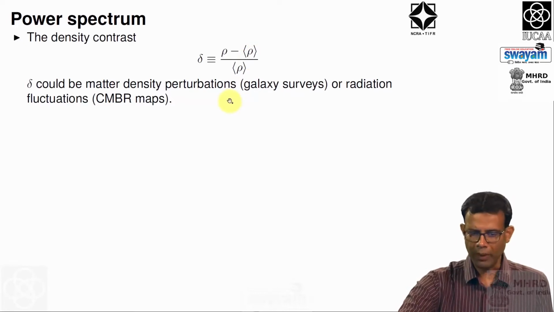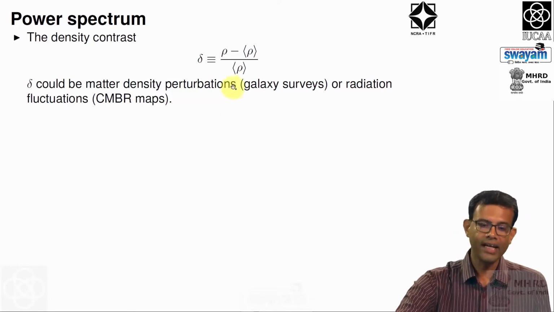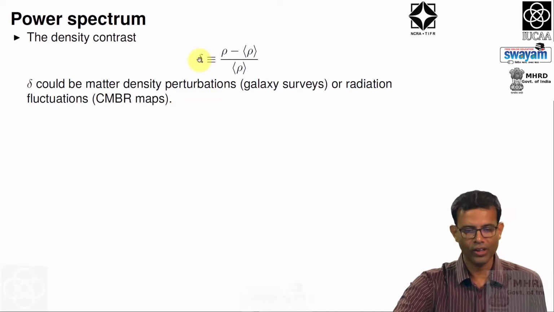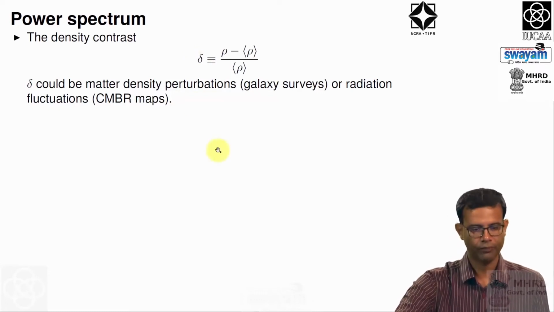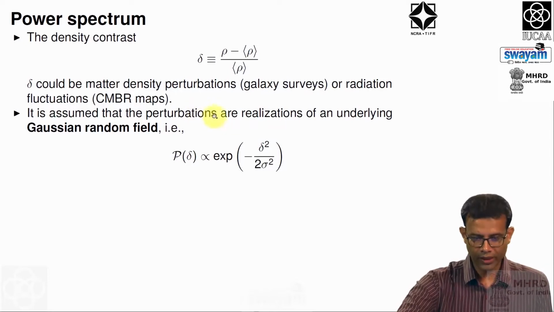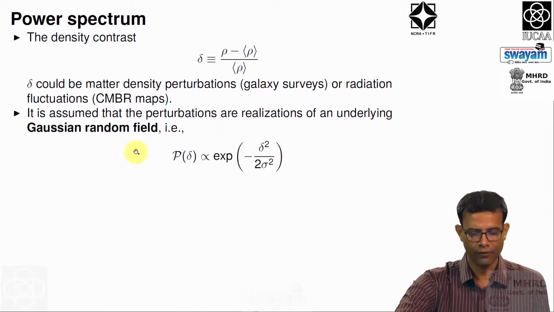Delta in principle could be matter density perturbations, which we will be interested in this lecture, or in the last lecture, remember, we were interested in delta of the radiation, because we were doing CMB maps. Now, it is assumed that at least when delta is small, in the linear regime, these perturbations are actually realizations of an underlying Gaussian random field.